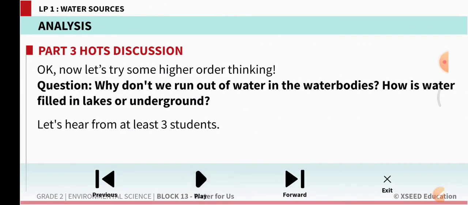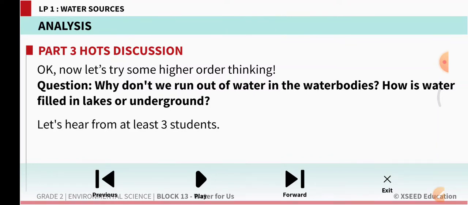Why don't we run out of water in the water bodies? How is water filled in lakes or underground? See, if we bring a water bottle to our school or any place, after drinking twice or thrice, the water in the bottle gets finished, right? Then the water bottle will be empty. Then what about the water bodies?